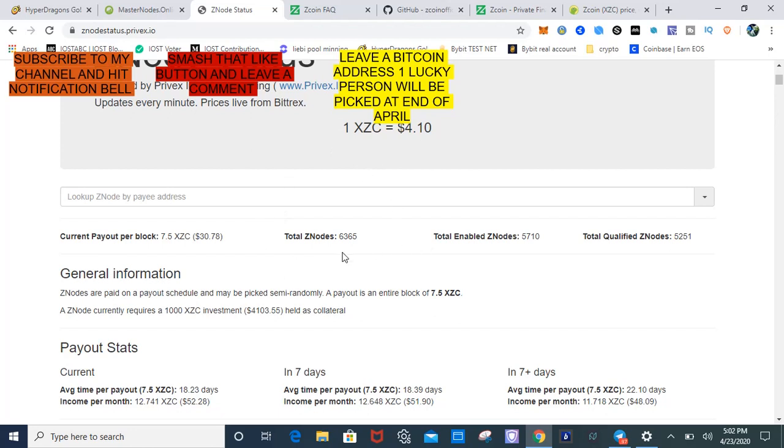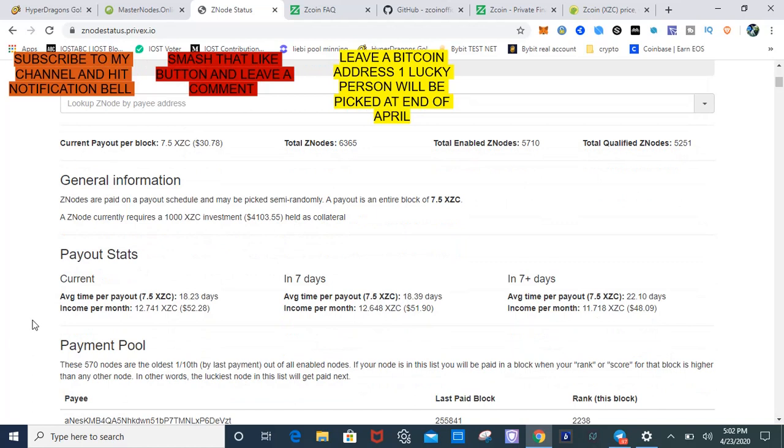Currently, there are a total of 6,365 Z nodes. There's 5,710 Z nodes enabled, and there's 5,251 Z nodes that's qualified to earn rewards. So based on this, it seems like over 400 Z nodes aren't receiving rewards. I got that total by subtracting this total from this total. The current price for your initial investment to get the 1,000 Z coins is $4,100.